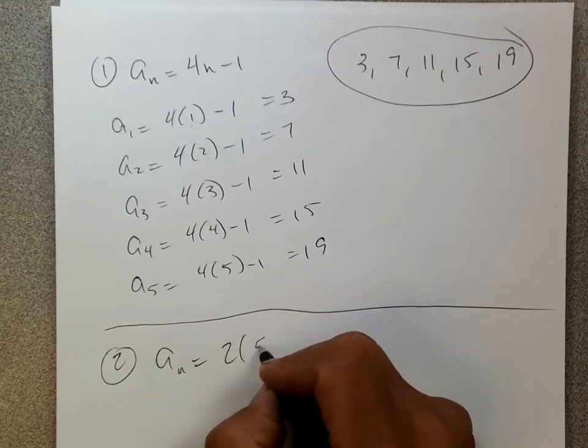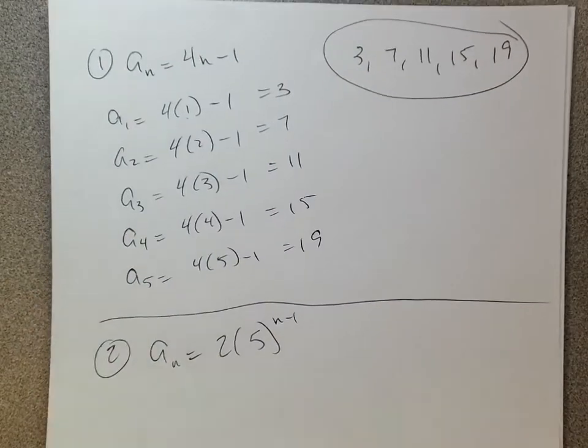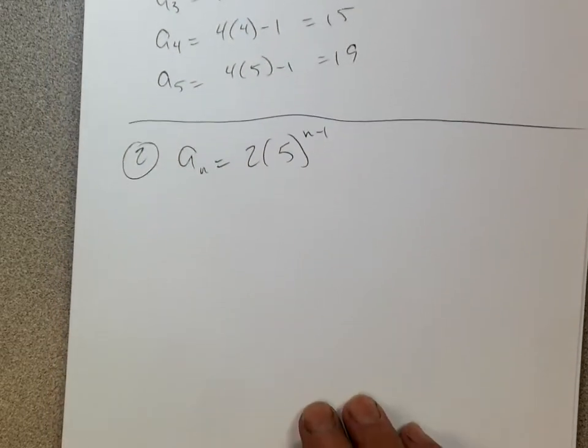2 times 5 to the n minus 1 power. So I just plugged in 1, 2, 3, 4, and 5, right? Okay, you ready? Number 2, same thing. I'm just going to plug in 1, 2, 3.